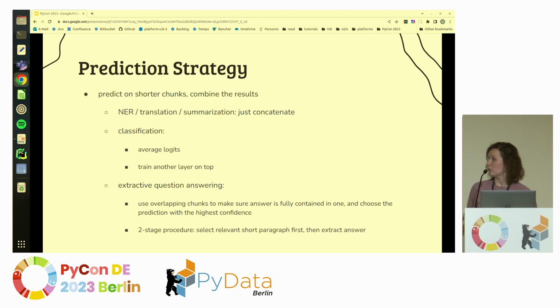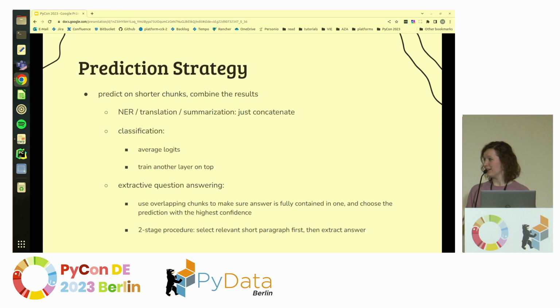If we move on to classification, also a very common task, here you would have the situation that you get a different distribution of classes for every chunk. So what you could do is try to average those and then pick the class with the highest probability. Or you could try to somehow stack another layer on top to, I don't know, learn end-to-end how to combine these multiple chunk predictions into a single prediction in the end.